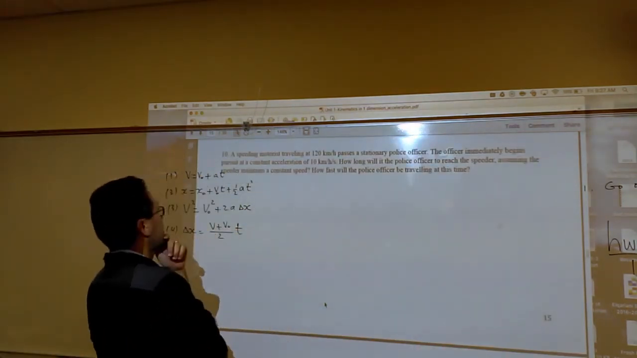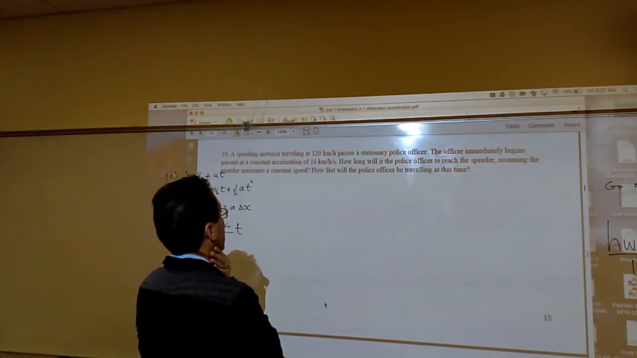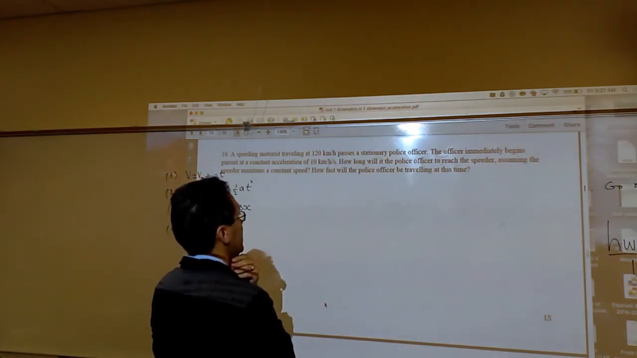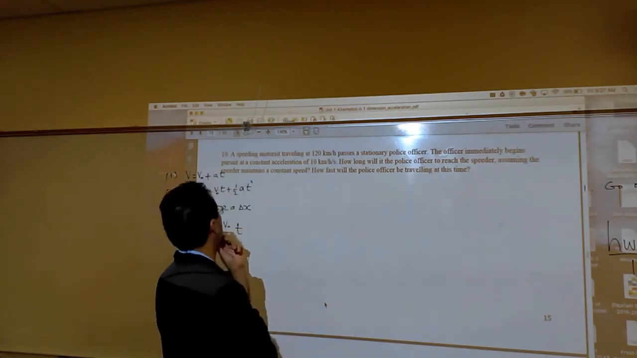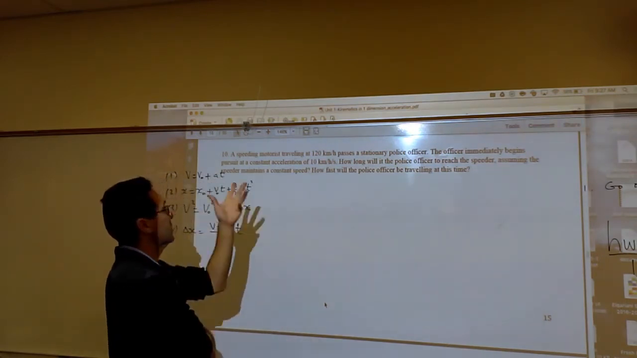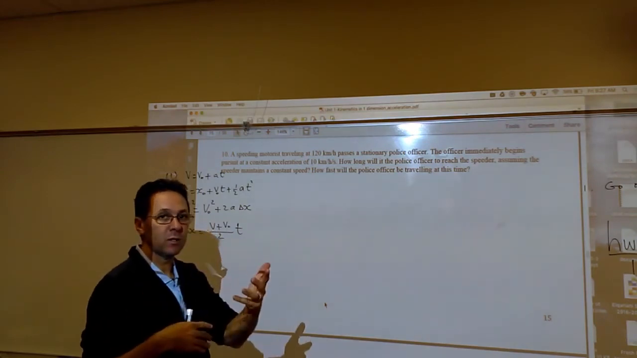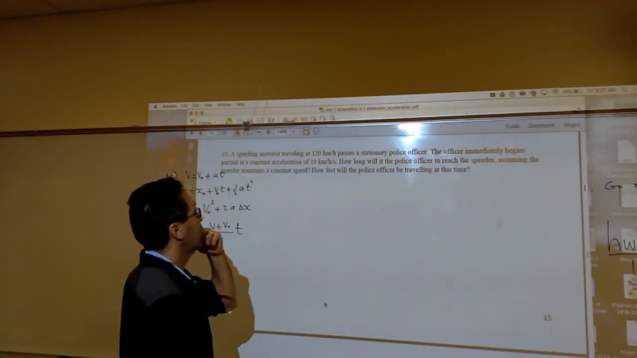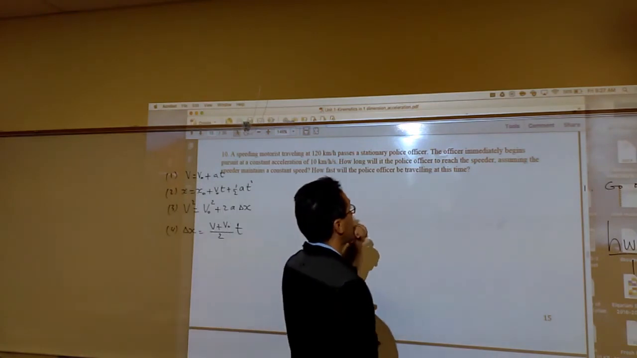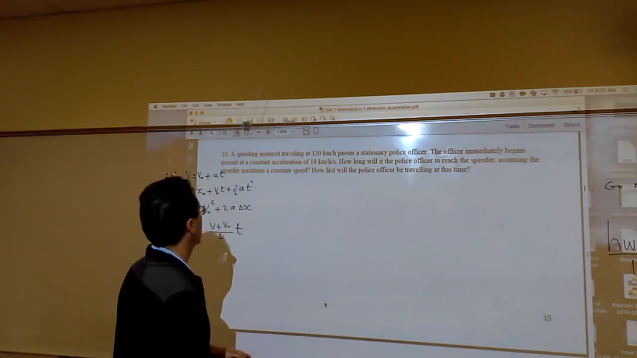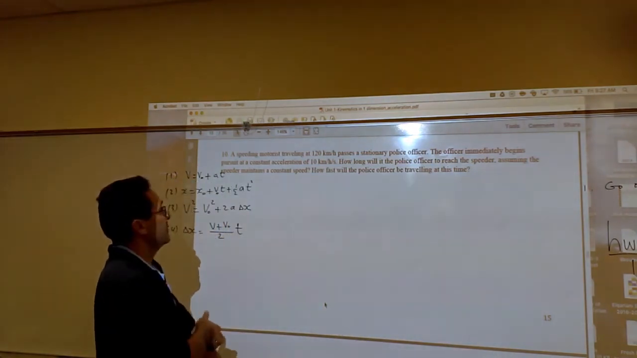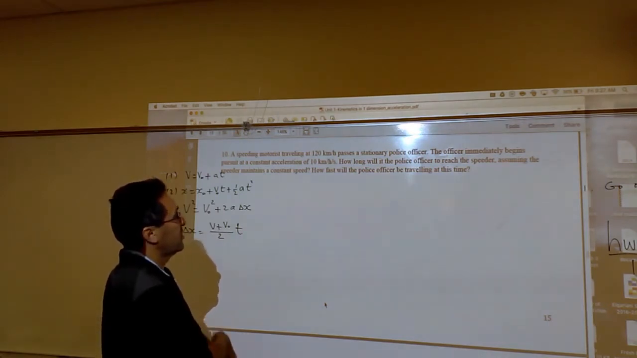A speeding motorist traveling at 120 kilometers per hour passes a stationary police officer. The officer immediately begins pursuit at a constant acceleration, 10 kilometers per hour per second, which means he picks up 10 kilometers per hour every second. How long will it take the police officer to reach the speeder, assuming the speeder maintains a constant speed? How fast would the police officer be traveling at this time?